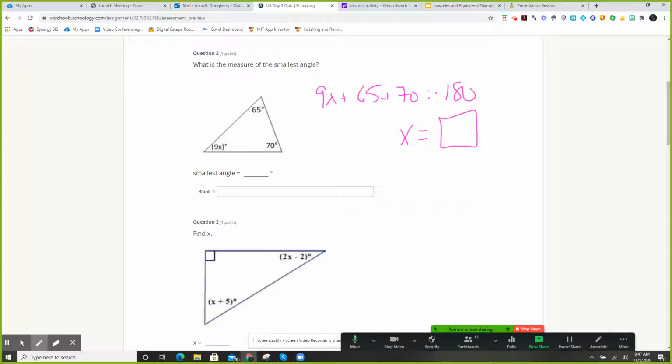Once you find x equals, you need to substitute it back in here because you don't know if this is going to be the smallest angle or if this is going to be the smallest angle. So you've got to find that third angle measure in a number, and then tell me which one is the smallest. 65. Okay, so then you type that in. Okay, thank you. Yep.